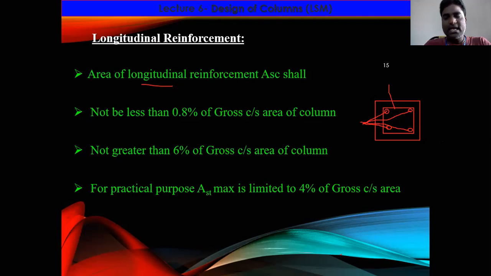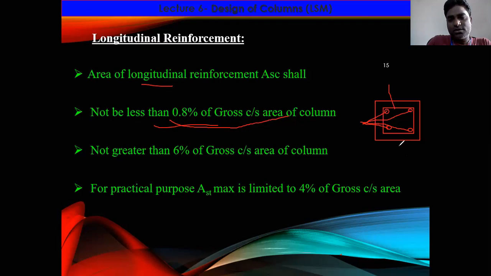This is called lateral type, right? So this longitudinal reinforcement, as per the codal provisions, should not be less than 0.8% of the gross cross-sectional area of the column. That means it is nothing but your minimum reinforcement, right? So the minimum longitudinal reinforcement should not be less than 0.8% of the gross cross-sectional area of the column.